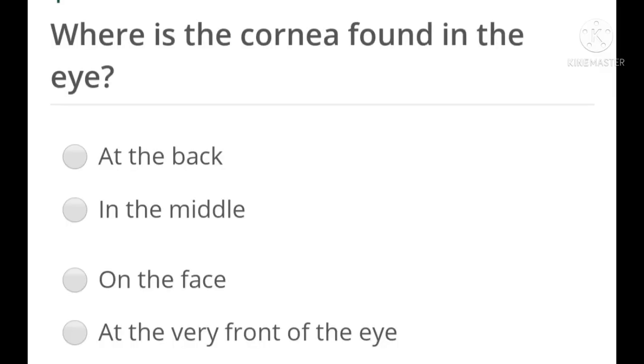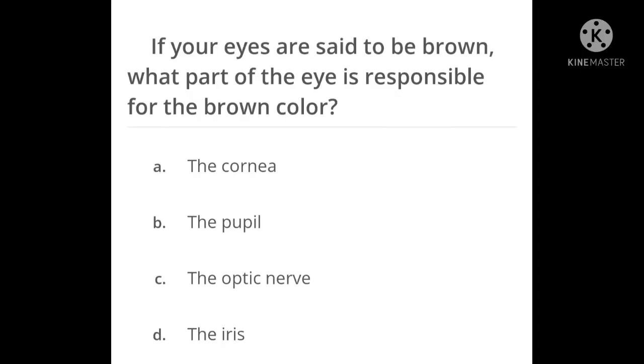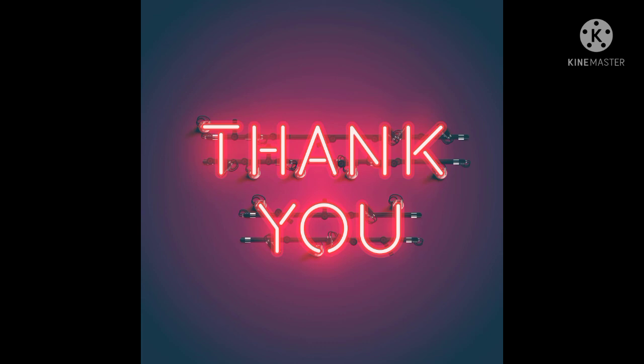And the second question is, where is the cornea found in the eye? The answer is, at the very front of the eye. The next question is, if your eyes are said to be brown, which part is responsible for the brown color? The answer is iris.